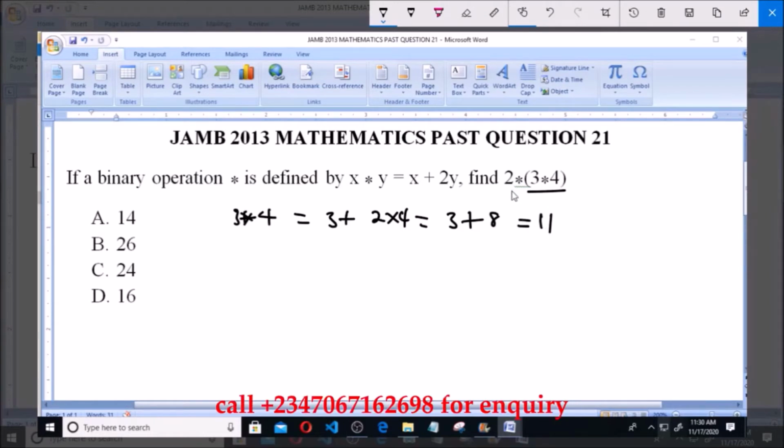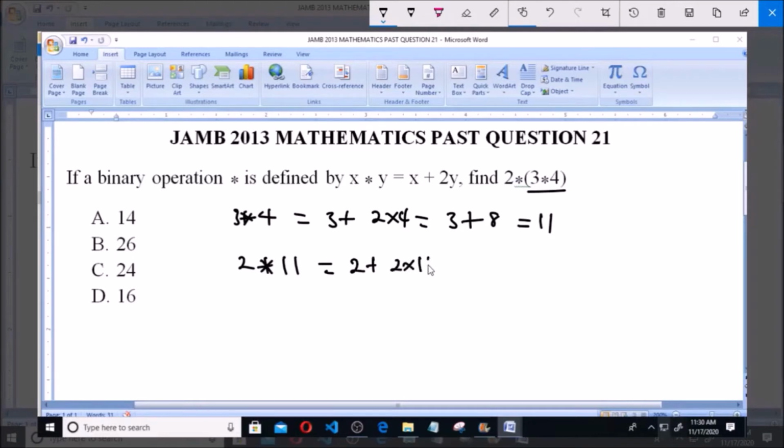Now we can see 2 asterisk the brackets, and the result of the bracket is 11, so that will be 2 asterisk 11, and that will be equal to 2 plus 2 times 11, and that is equal to 2 plus 22, which is equal to 24. So the answer to this question is option C, 24.